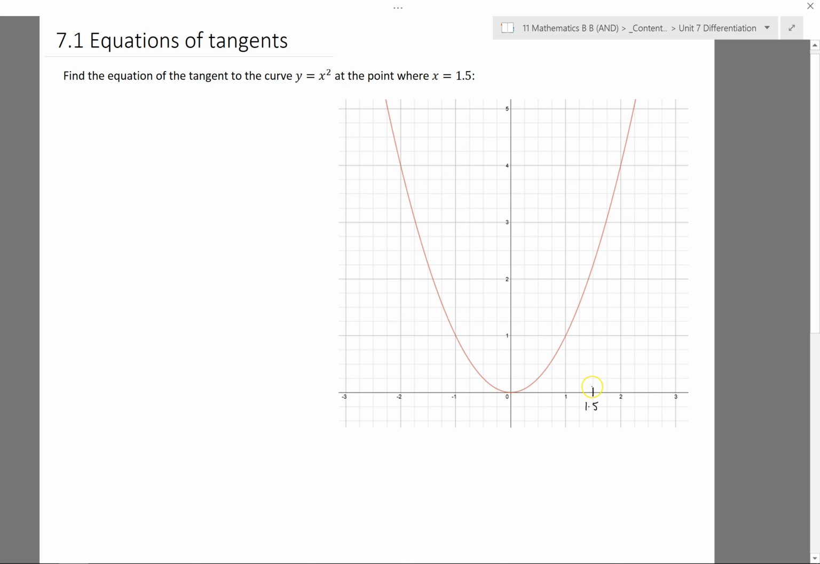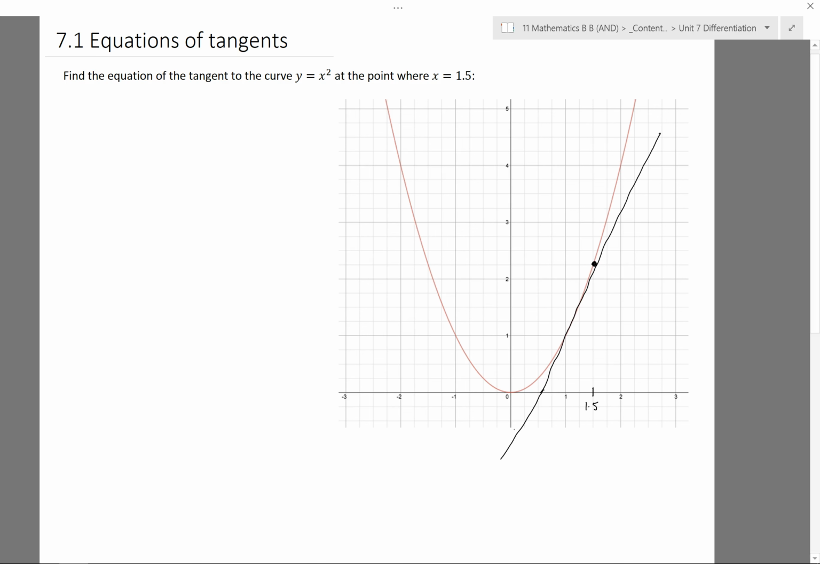Here's x equals 1.5, and here's a point on the curve. So I'm trying to find the equation of the tangent. I can draw roughly where this tangent is. You'll be able to do a better drawing than me. I'm trying to find the equation of that line.